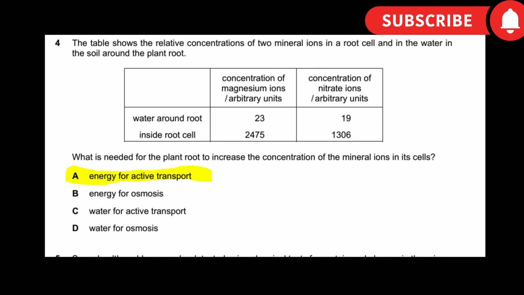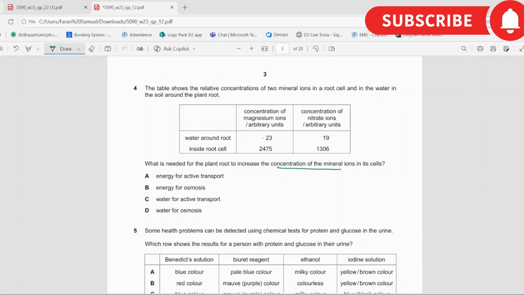Number four, the table shows the relative concentration of two mineral ions in a root cell and in the water of the soil around the plant root. The concentration difference is given. What is needed for the plant root to increase the concentration of mineral ions? It would be energy for active transport.